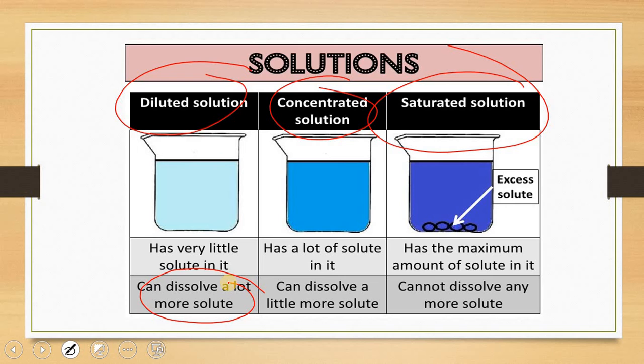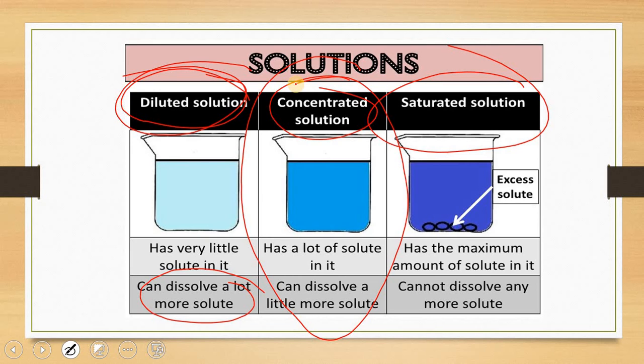Jadi kamu boleh letak lagi banyak garam, lagi banyak gula, sebab benda ni dilute. Okay? It's really dilute, it has a really high amount of water but only a small amount of salt contained. A really high amount of solvent but a low amount of solute. Okay, so we have here the second one is concentrated solution.